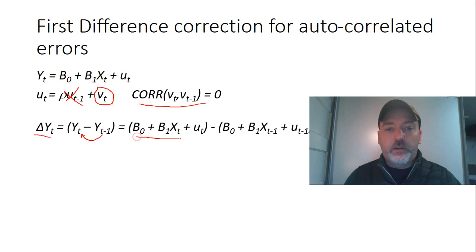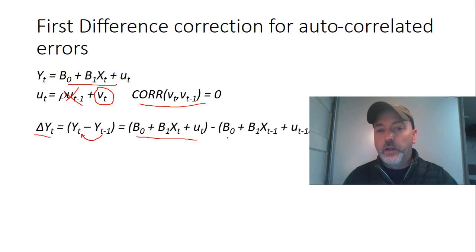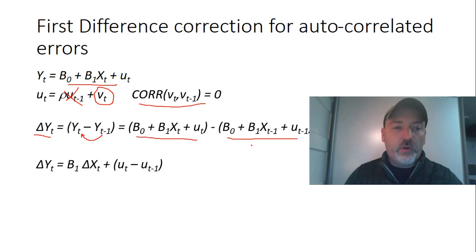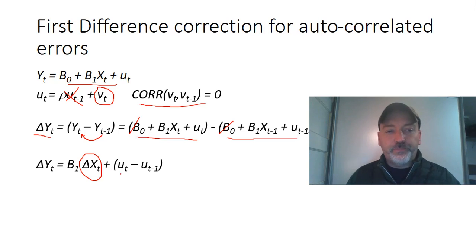To make that into a regression model, we just plug in our definition for YT based on our prediction line, and then we backdate everything on our regression line to get our YT minus 1. Now we just collect up all the terms. The intercepts, the B0, the way we've written it out, cancel out. We've got a B1 xt minus a B1 xt minus 1. That'll collect into a delta xt.